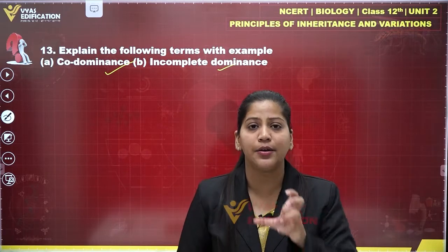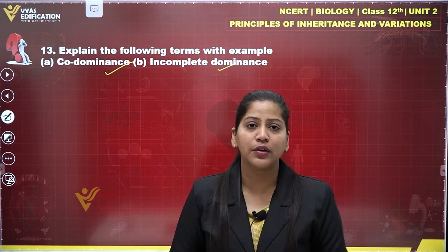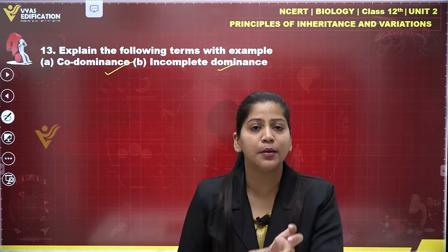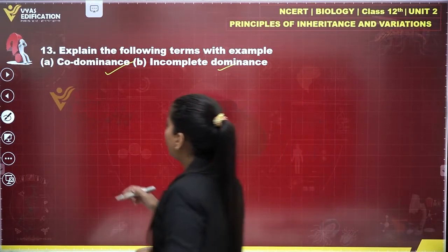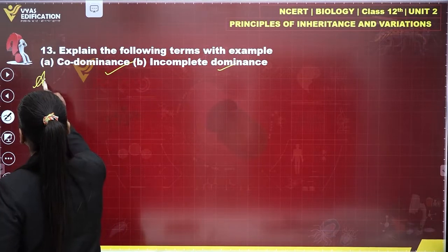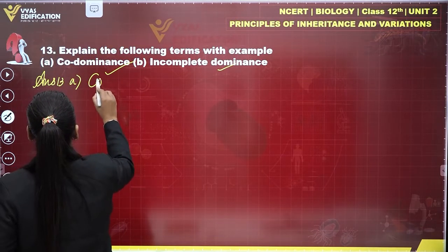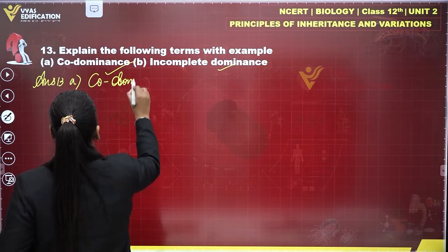The result found in the hybrids of the F1 generation is a partial result, intermediate of their parental genes. So now we are going to write the answer to question 13. First we are going to write about codominance.